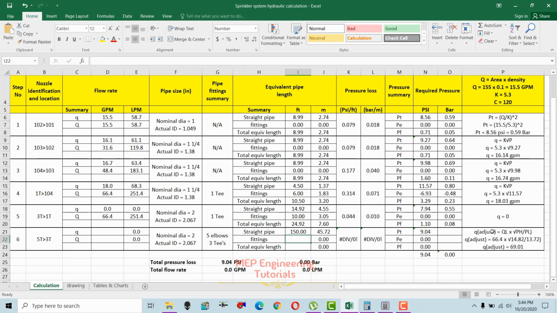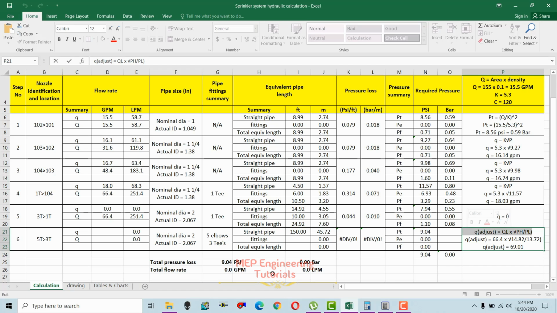So we are going to use this equation, we have to adjust the flow. Q adjust equals QL times the square root of PH divided by PL, where QL is the flow across the low pressure line, and PH is the pressure across the high pressure line, and PL is the pressure across the low pressure line.